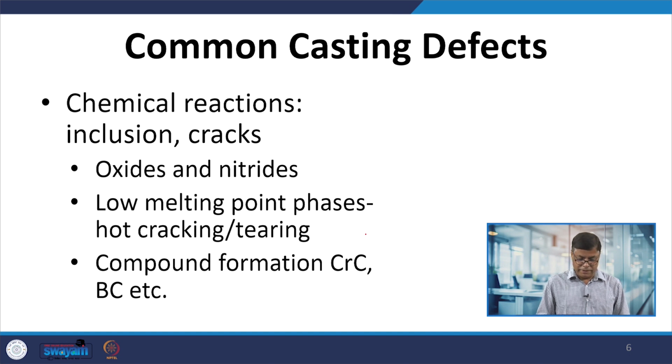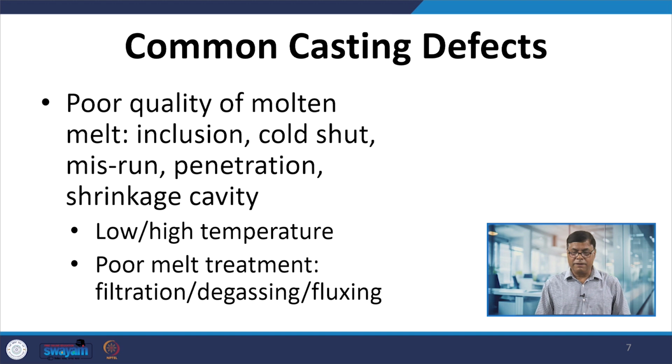Okay. And this is also the compositional issue where the hard and brittle IMCs are formed, and that will be adversely affecting the performance of casting. Okay. So, next another major factor which dictates the casting defect significantly is the molten metal quality.